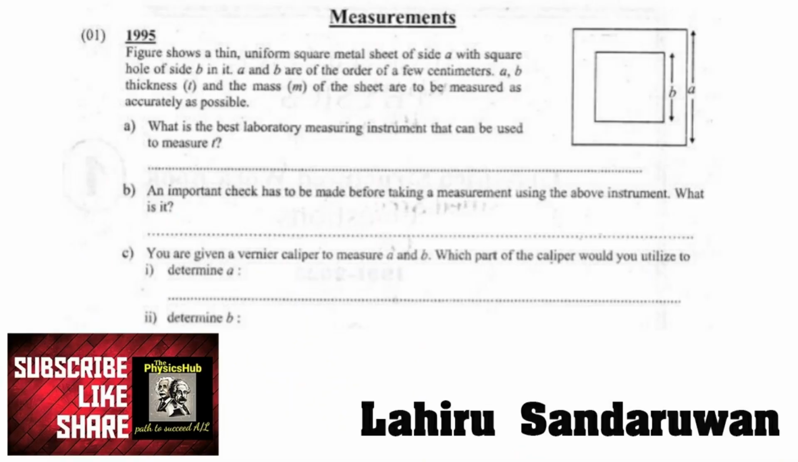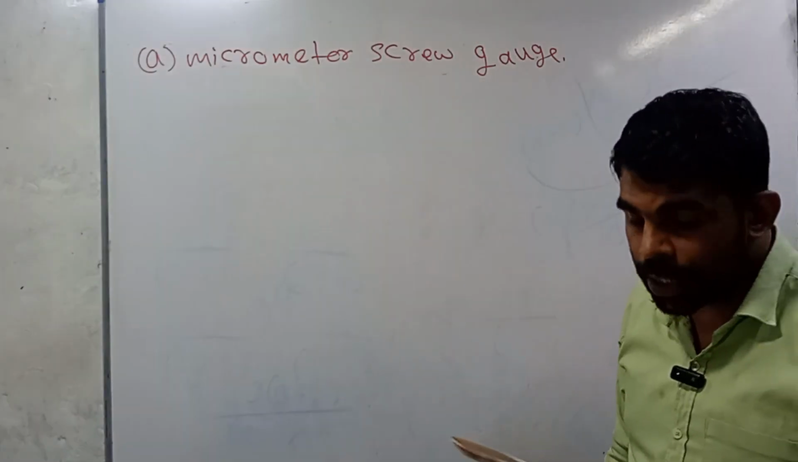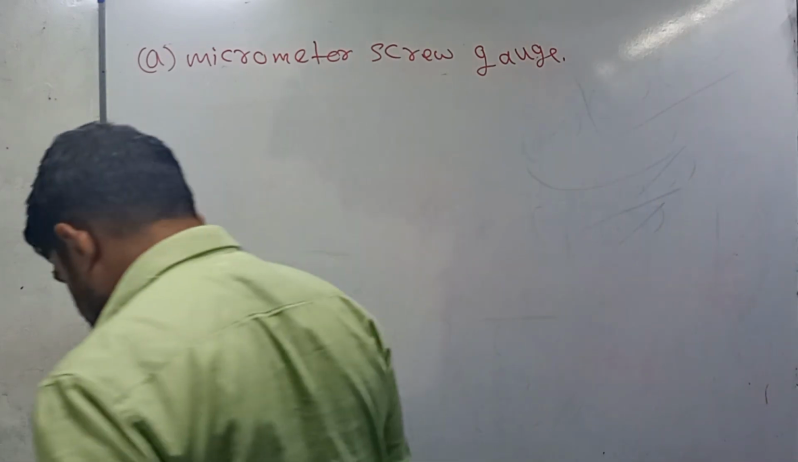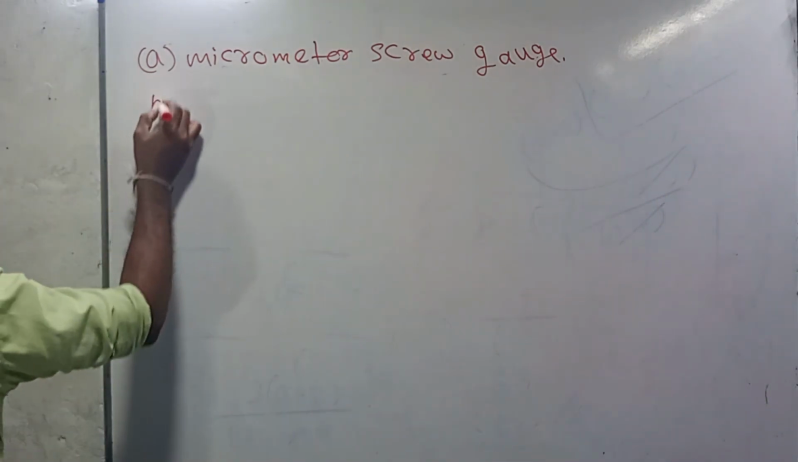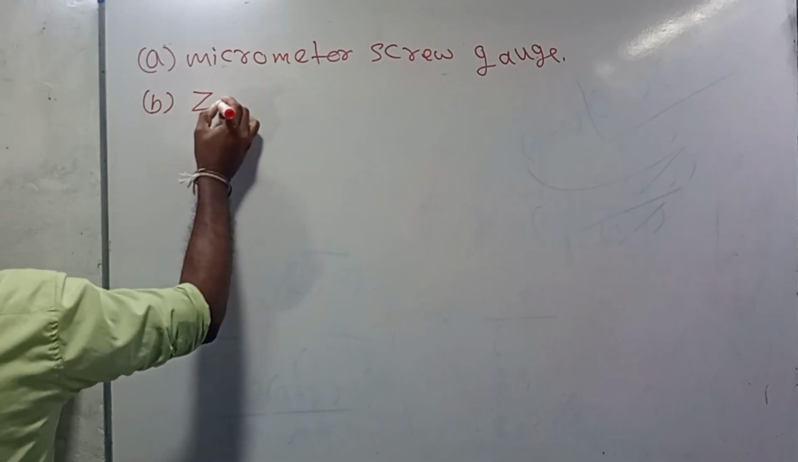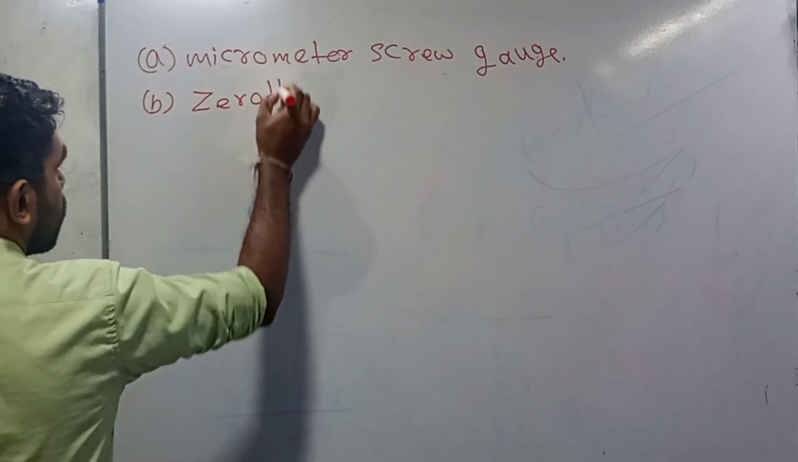Then part B. An important check has to be made before taking measurement using the above instrument. What is it? We have to consider zero error. Then we have to check the zero error of the instrument. Then we can write the answer for part B, zero error.